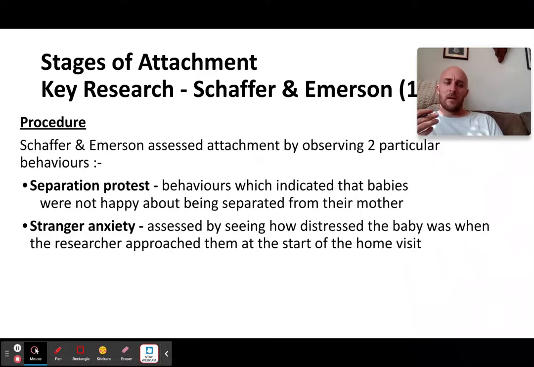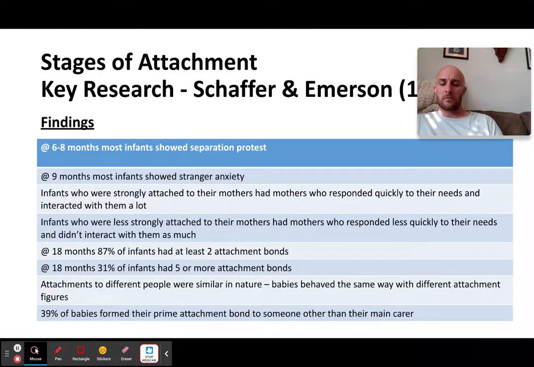They were looking for 2 particular behaviours: separation protest and stranger anxiety, and you have the definitions for them just there, but the definitions are in the term anyway. This is what they found. Now, I'm not going to go through all these, but I personally would recommend you know at least 4 of these pieces of research off the top of your head for the exam.